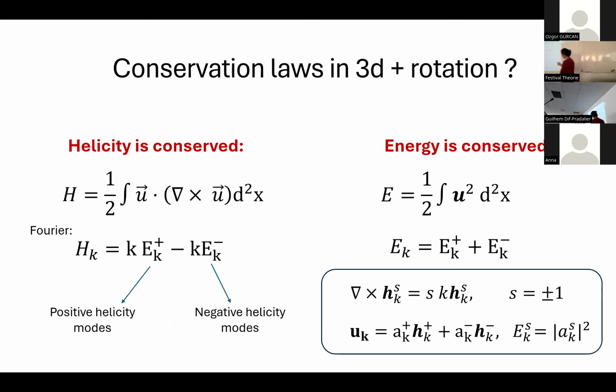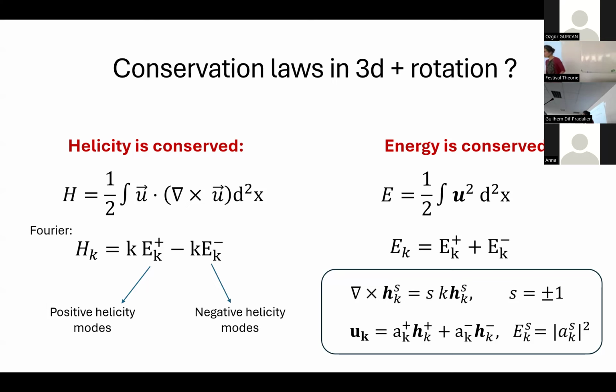So you can go into a helical basis. So basically a basis in Fourier space, which diagonalizes the curl operator, and then you have two modes with positive or negative curl, which gives you helicity modes, which can be either positive or negative. So helicity can be decomposed into k times the positive helicity mode minus the negative helicity mode, and the energy is just the sum of the two energies.